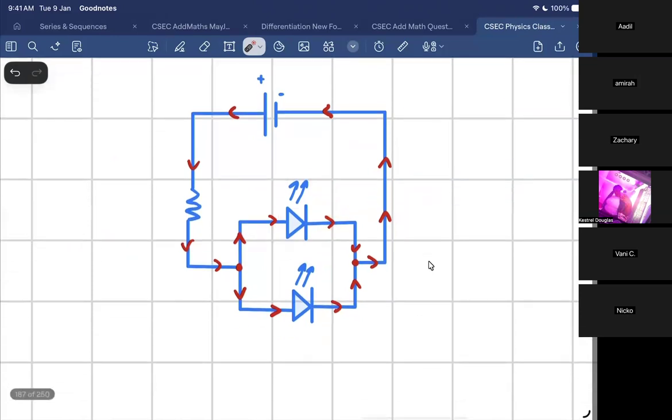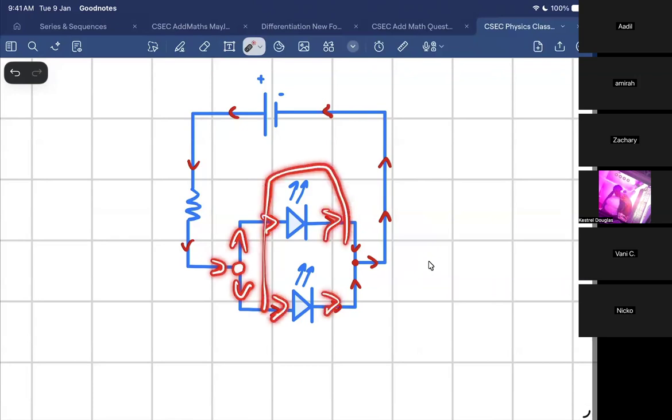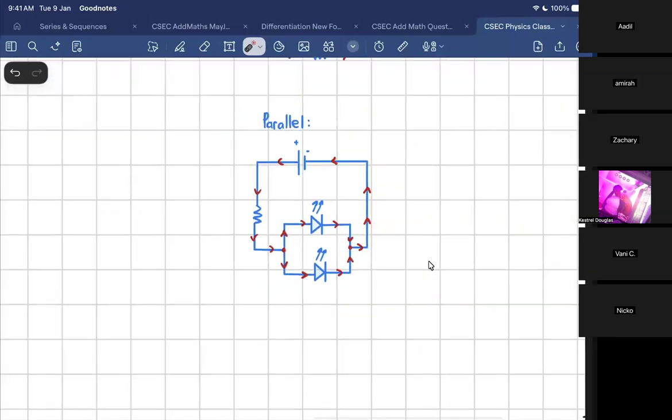Would you say that this is a series circuit or a parallel circuit? Parallel. What components here are connected in parallel? Like the resistor and the LEDs? Not the resistor. The LEDs. Yeah, the LEDs. Because when the current reaches this point over here, what happens? It splits. So wherever the current splits, those components are connected in parallel. So the diodes are connected in parallel.